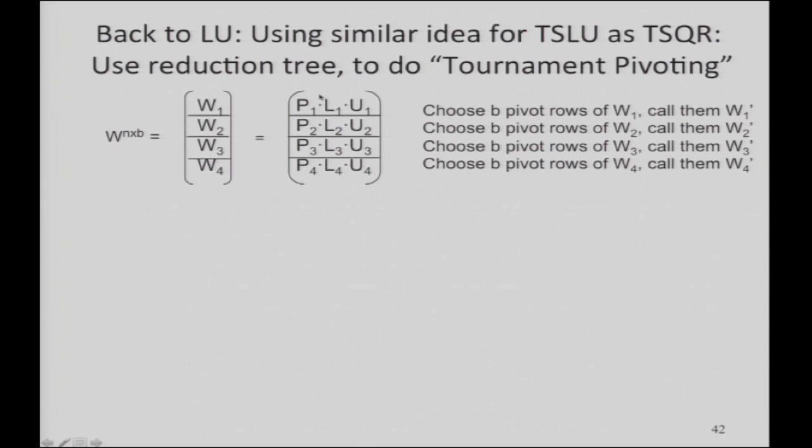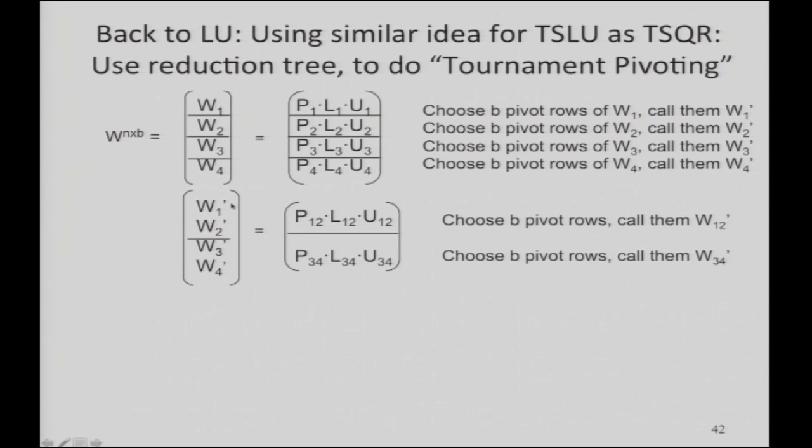At the next level, I get B rows from one child, B rows from the other child. I put them together, do Gaussian elimination again, and get the B best rows from these pairs. And I'll get the B best rows from those pairs. And then I'll pass those up the tree, the B best from that half of the machine, the B best from that half of the machine, do Gaussian elimination. This is on a tiny matrix, one more time. And out at the top pops the B best pivot rows.